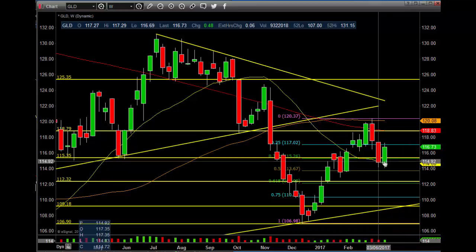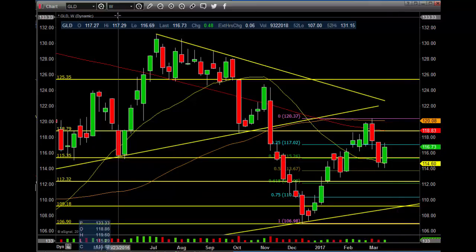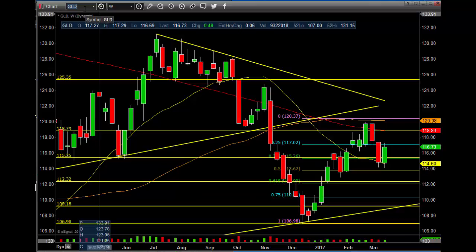Again, we had a shallow pullback. Let's see if this holds, or does it just reverse and come right back in. Right now, looking so good. We're looking pretty good. So just mellow out and enjoy the ride.